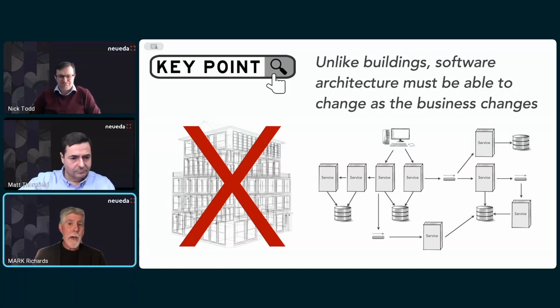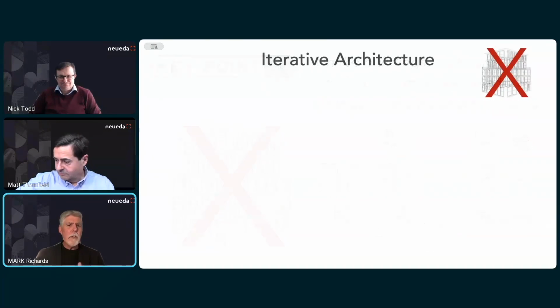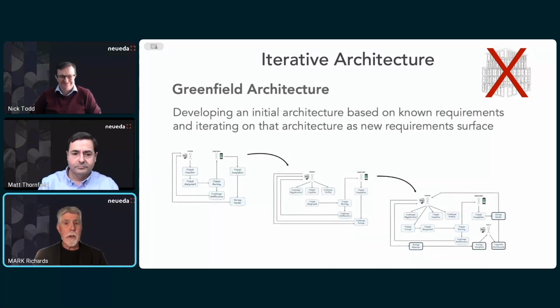Because in order for this to happen, what we essentially do is something called iterative architecture, something really not possible with buildings. And when I mean iterative architecture for greenfield applications, these are new systems, we develop an initial architecture. Typically, we call that a naive architecture. And that's based on known requirements, known knowns. And basically, as new requirements come in, we iterate on that architecture to be able to satisfy those additional unknown or new requirements as they surface.